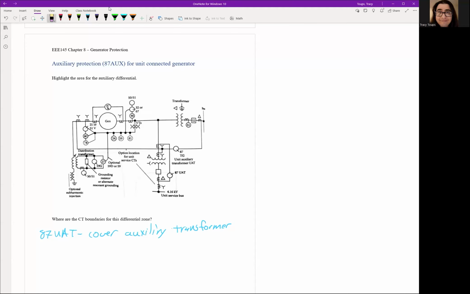I think I misspelled this. I think this is a auxiliary. Okay.